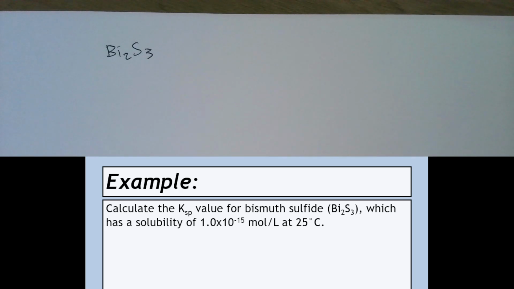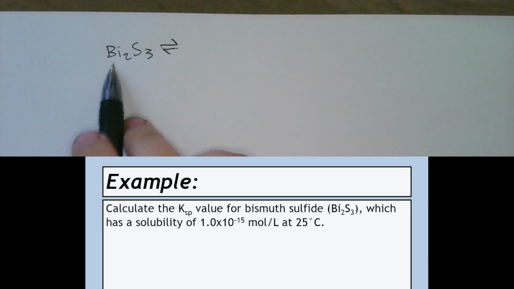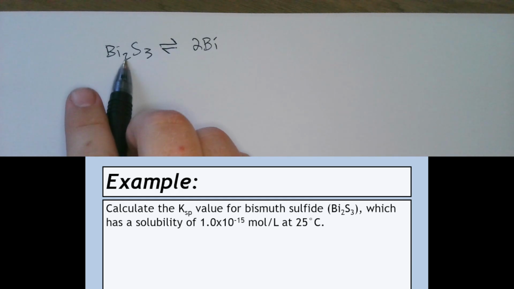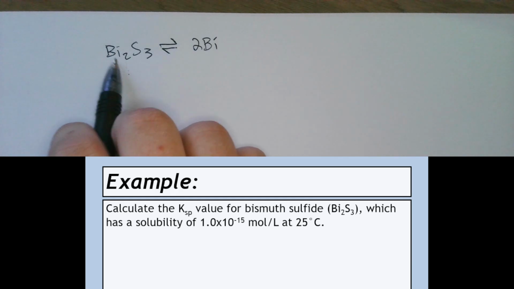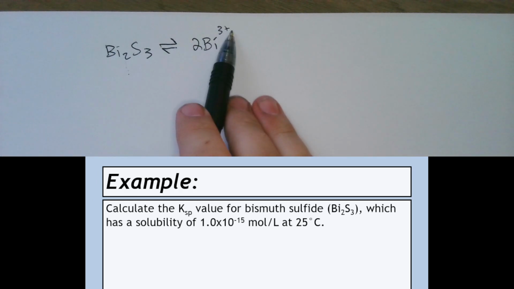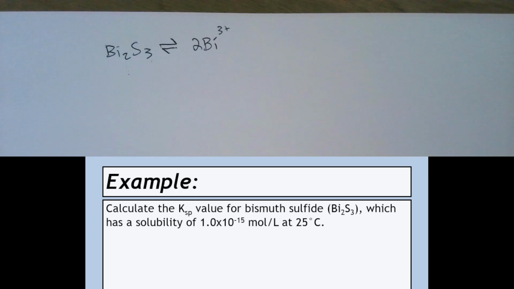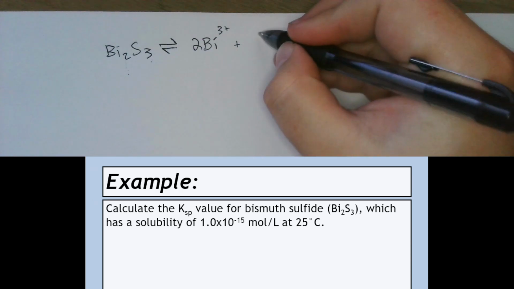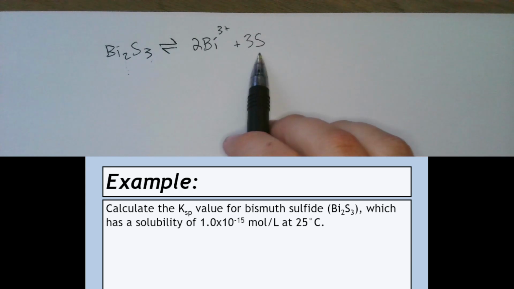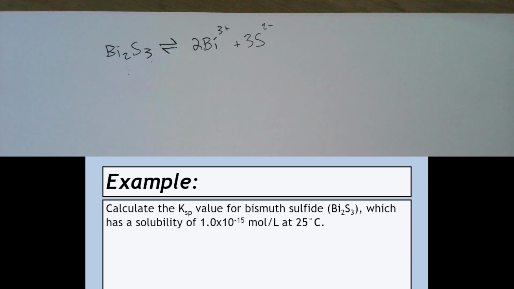Okay. So, problem again. This time we have bismuth sulfide. They were nice enough to give us the formula. This is going to split apart in equilibrium with, this time, 2 bismuths. Because I have the subscript 2, every one of these that splits apart will produce 2 bismuths with a 3 plus charge. I know it has a 3 plus charge because when I made this compound, the 3 came from the bismuth's charge. Plus sulfur, I have 3 sulfurs, so I'll put a 3 in front of that. 3 sulfurs, which will have a 2 minus charge because that's where that 2 came from.